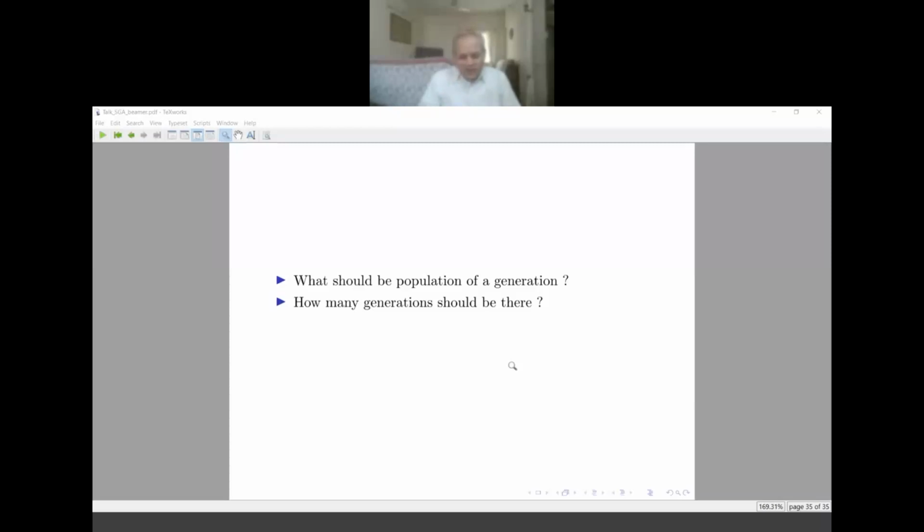I'll just make one comment. I tried to introduce the simple genetic algorithm, right? The concept involved in that. And if you read the book of Goldberg, you will be able to digest many points there. Any questions at this point?